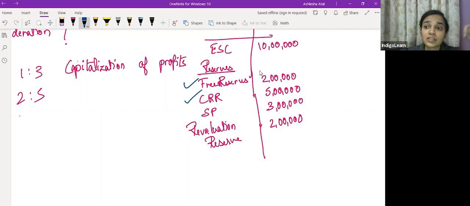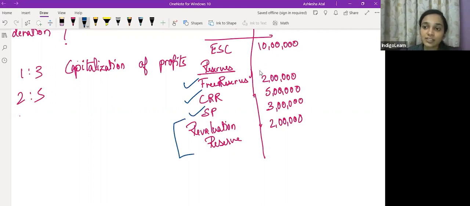Can the company use its securities premium account? Yes, ma'am. It is mentioned under section 52. It is clearly mentioned that under those 5 purposes, and under those 5 purposes, one purpose is issue of fully paid bonus shares. Can the company use revaluation reserve?